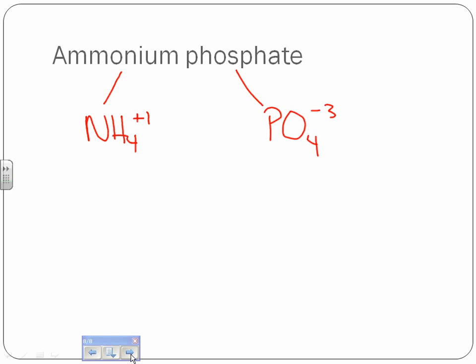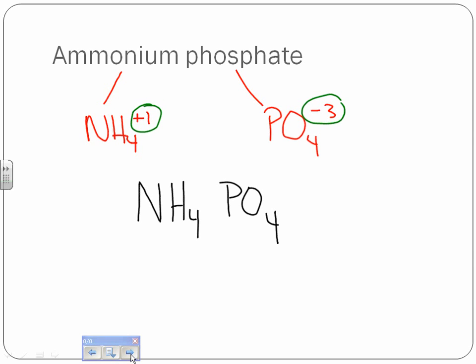So first things first, we put the two formulas together, NH4 PO4. We've got a +1 and a -3 charge, so we need those to add up to be 0. So what do we need? We need a total of 3 of the ammoniums, because a +3 plus that -3 would add up to be 0. So in order to do that, we have to put the ammonium in parentheses, and then the 3 outside.